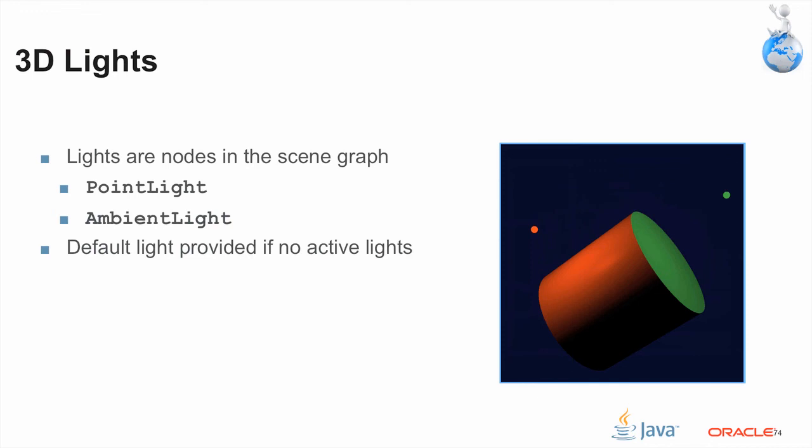Lights are the ability to light up the scene graph. You can either do it with a point light, one or more point lights, in which case you have some directional kind of lighting. And you could also use ambient light, which makes it so that the scene just has this general lighting that doesn't seem to come from any particular direction.